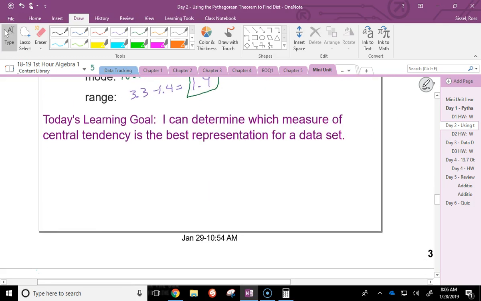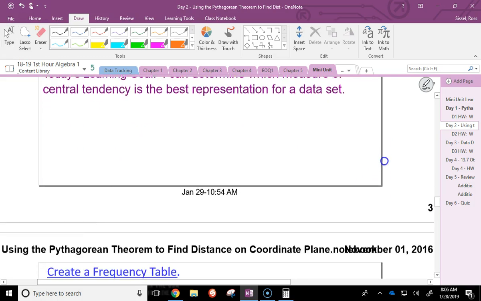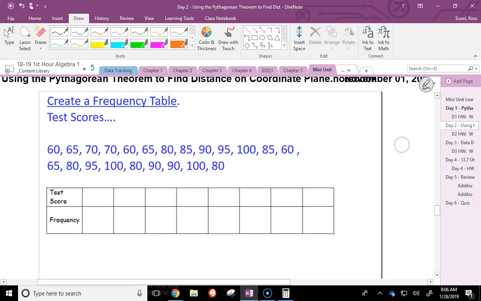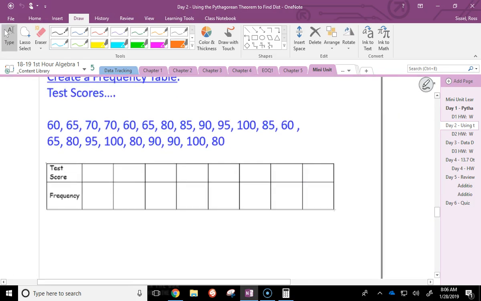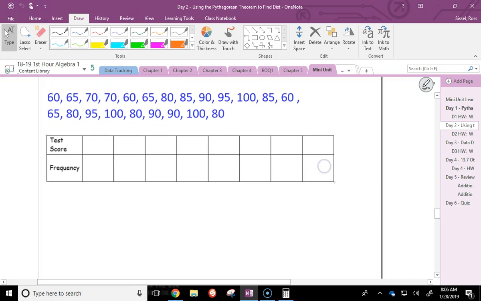Okay, so this quick goal that we're going to work on is determining which measure of central tendency is the best representation for data. So, frequency table. This is kind of important because we want to make sure we do this right. On a frequency table, we have all these data points. What we do is we have these little tables, or buckets. I actually made mine just a little bit different, and I'll show you why later.